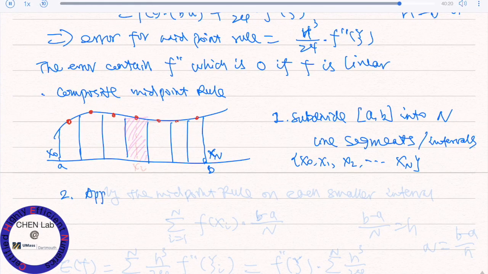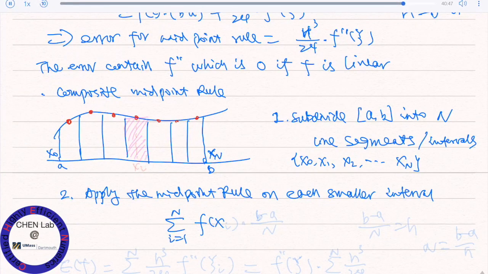So number 2 is you apply the midpoint rule on each smaller interval, which is we're going to do a summation for i from 1 to n, right? We have our f at xi, that's the height. Here, if here is our xi, we're going to take this rectangle, right?